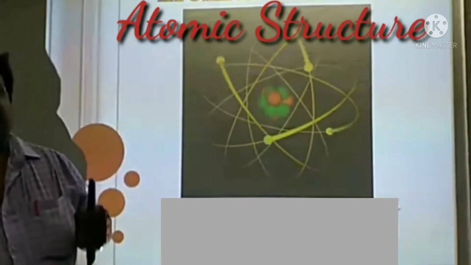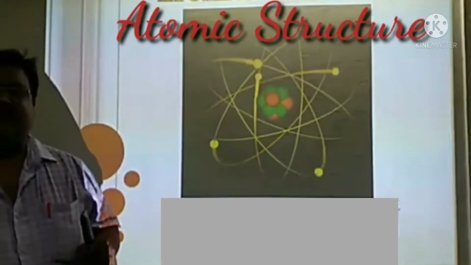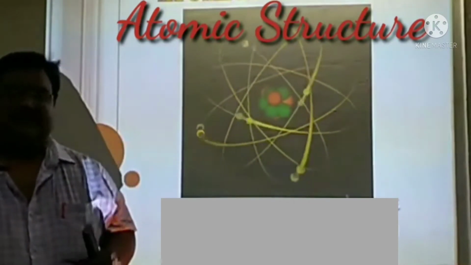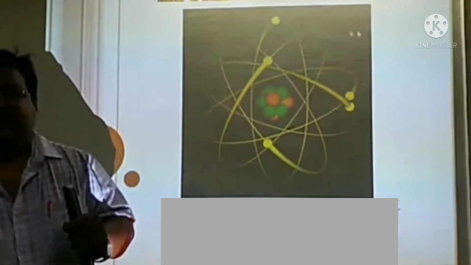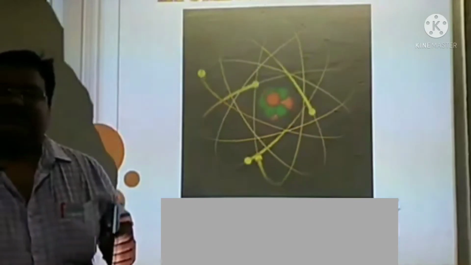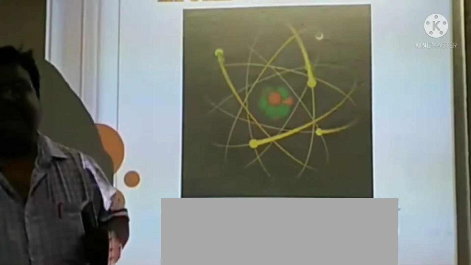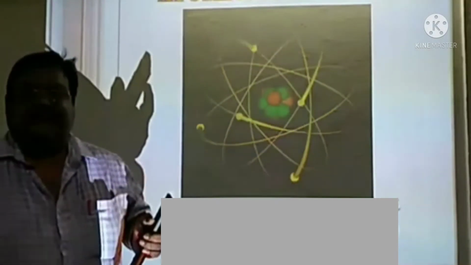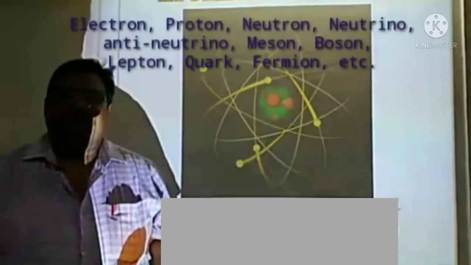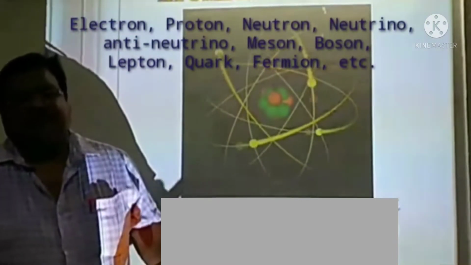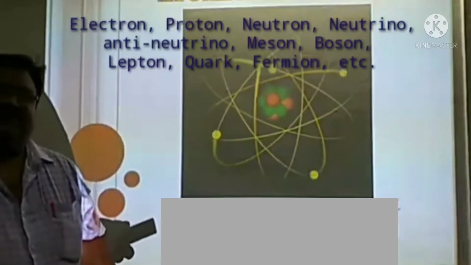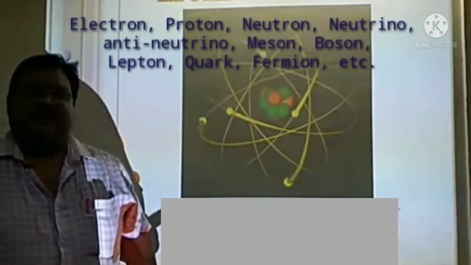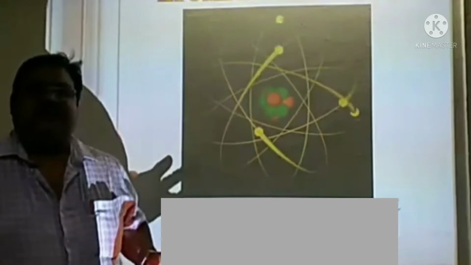However, recent researchers revealed that an atom still consists of a number of subatomic particles. मतलब एटम के अंदर बहुत सारे सबएटॉमिक पार्टिकल्स हैं, उसको अभी तोड़ा जा सकता है. उसके अंदर more than 36 subatomic particles are there, like your electrons, proton, neutron, neutrino, antineutrino, meson, boson, lepton, quarks, fermion. So more than 36 subatomic particles are there.